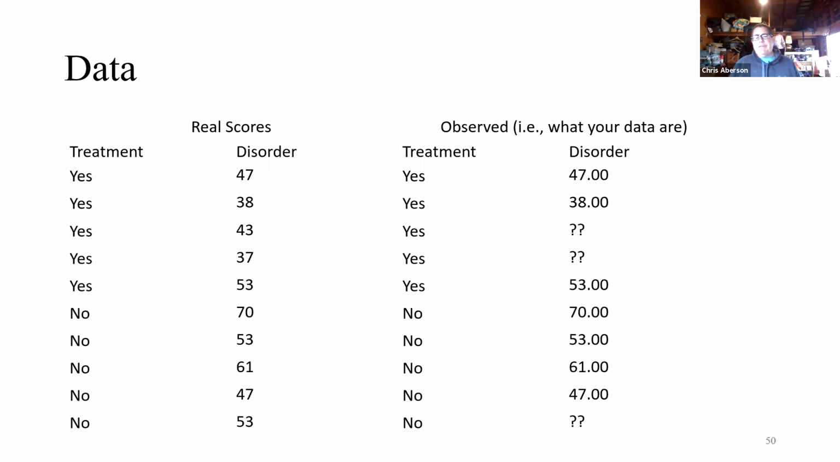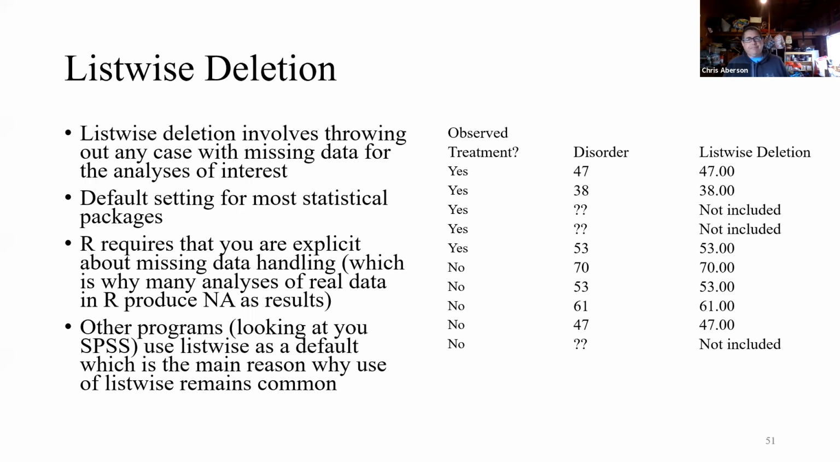But let's take a look at some of these procedures, and we'll go through and talk about what's problematic with each of them. First we'll take a look at some data. I just have a very small data set here. I've got the real scores and then observed, what our data actually are. The question marks represent the 3 missing scores. So you can see out of these 10 scores, 3 are missing.